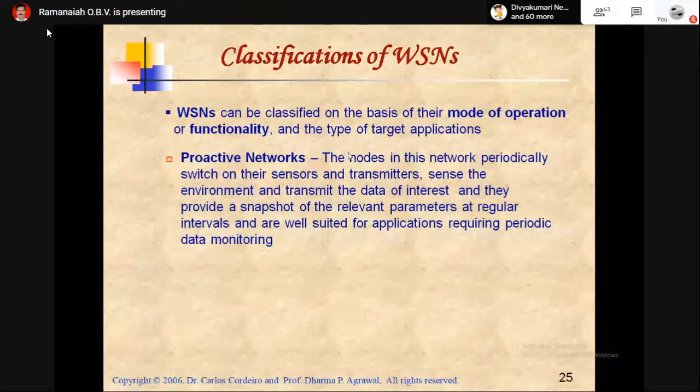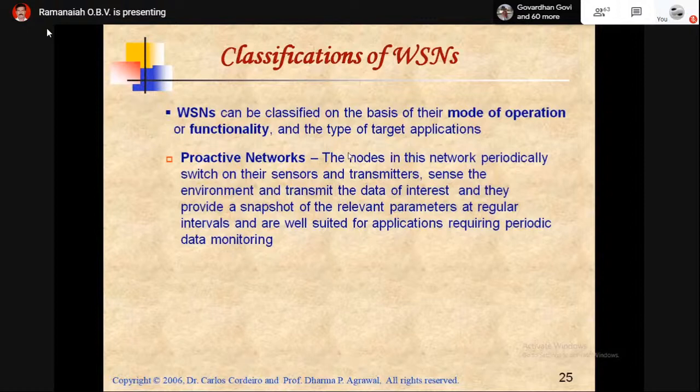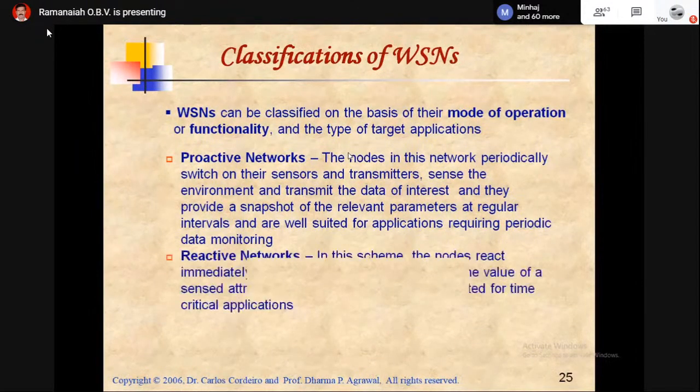At regular intervals of time, the sensors and transmitters, that is transceivers, are switched on. Sensors sense, and if some amount of processing is required, that is done, and the transmitters do their job of transmission. Right, so there is hierarchy and everything is programmatically done. To whom it is to be sent, it is sent. Right, so that is proactive. Now the other is reactive.